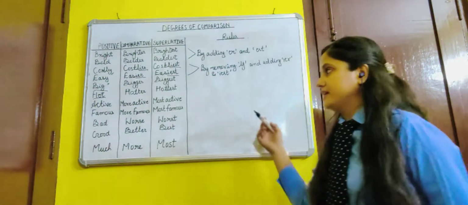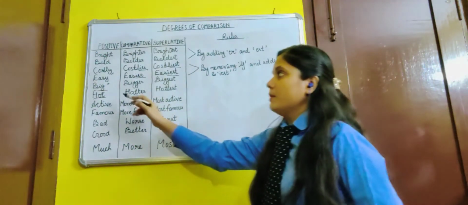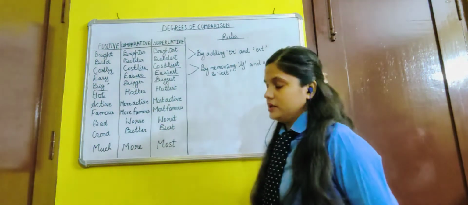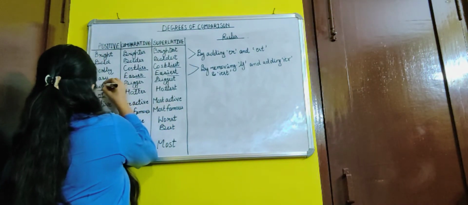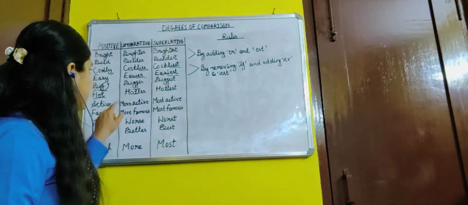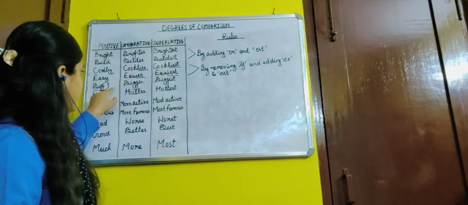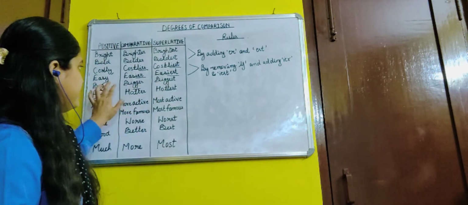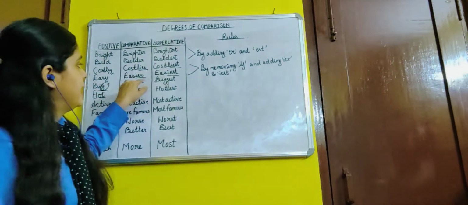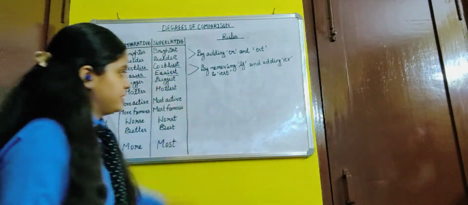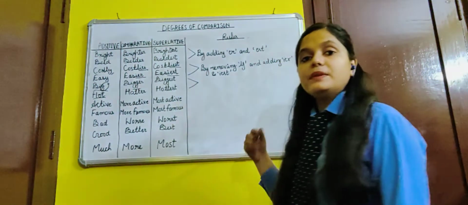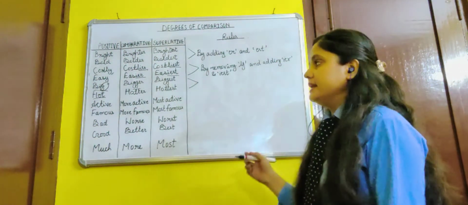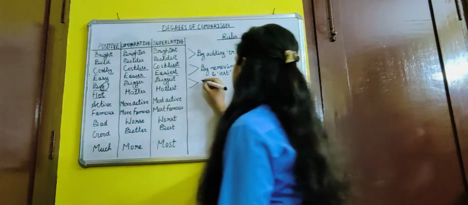Now you will observe, what did we do? We just doubled the last consonant. Its last consonant is G, and we just doubled it. We used double G, and then we added ER and EST respectively. So this is the next rule: by doubling the last consonant and adding ER and EST.